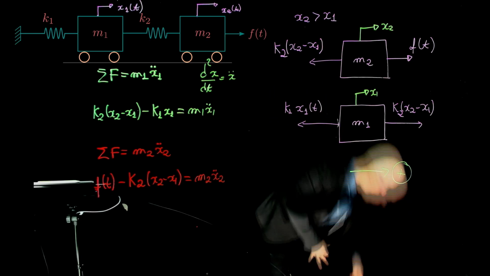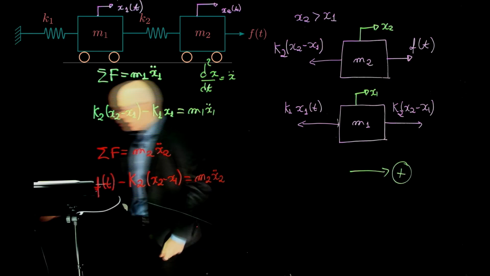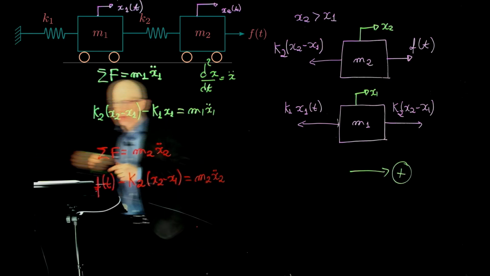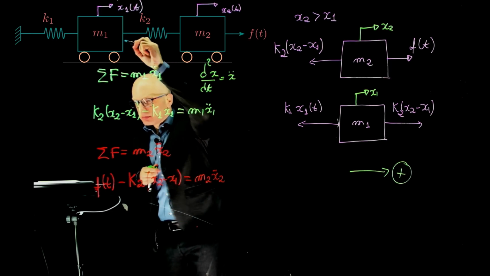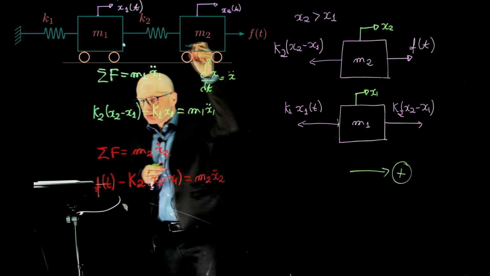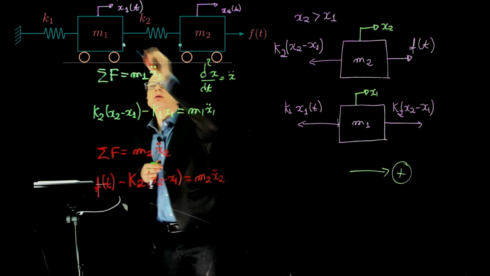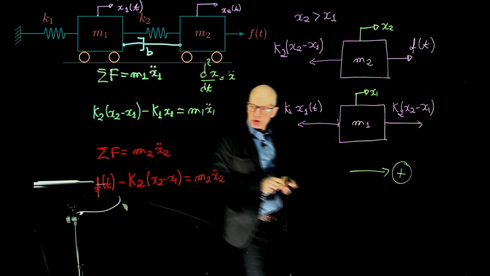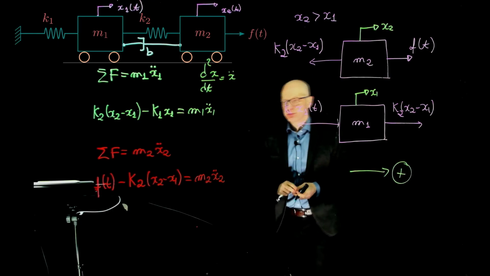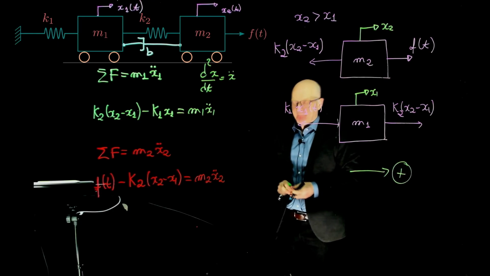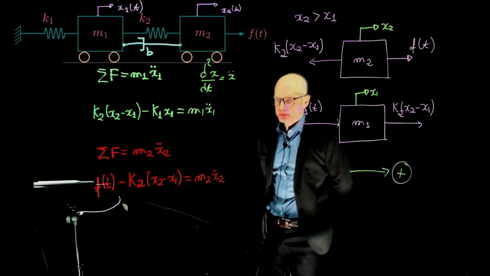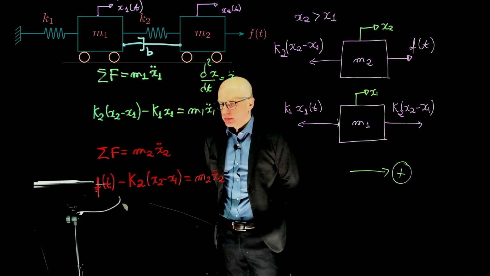What happens if we added a damper? Let's add a damper to this, make it a bit more complicated. Let's add a damper between these two masses here. Damper B. What would change? Let's start with mass m2. What would happen to mass m2? Well, the damper would. Yeah, go ahead.